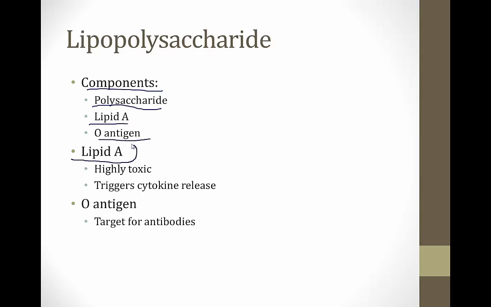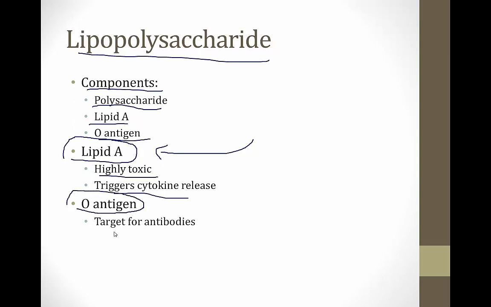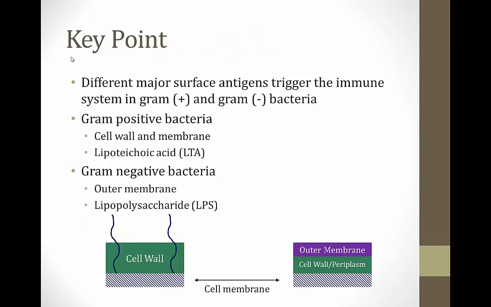Lipid A is the most important part in terms of the immune reaction in making patients sick. Lipid A is highly toxic and it triggers cytokine release in the body. So if you see on your boards a description of a patient with gram-negative infection who is very sick and they ask you why is the patient so sick, lipid A is probably the reason. It is that component of the lipopolysaccharide molecule that triggers the immune response. The final component is called the O antigen, and this is a target for antibodies when the body tries to fight off the infection. So let me just pause here and make a couple key points that you should remember.